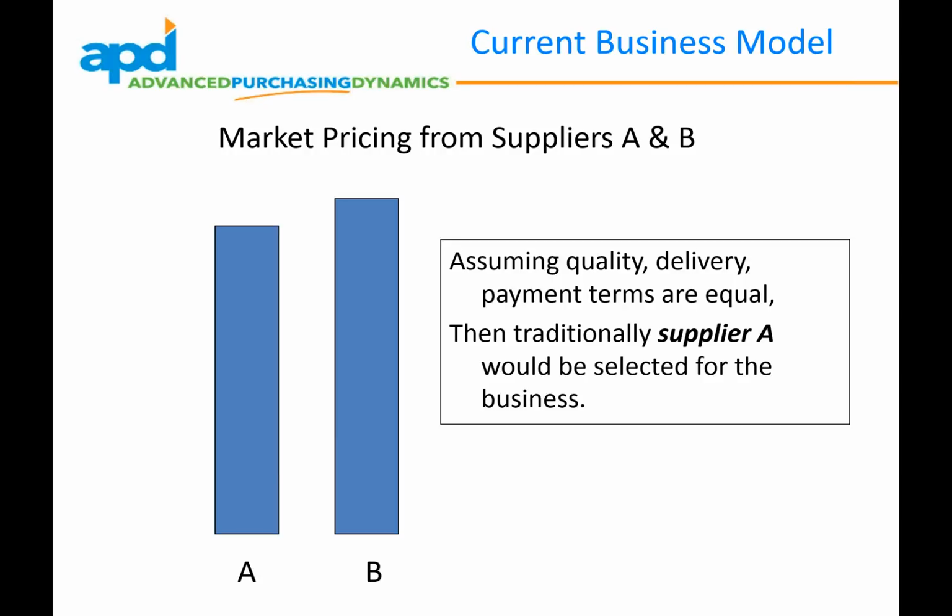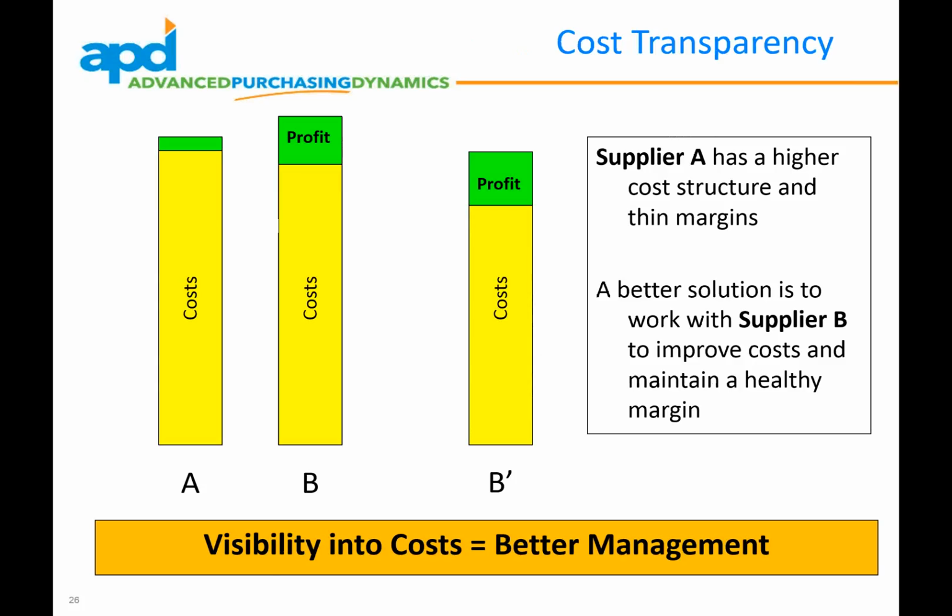Let's add the element of cost transparency in here, where we can. I've depicted it here with the yellow portion of the bars, instead of breaking it down into material, labor, burden, and SG&A, and I've left profit in the green part at the top. But see if we can do a deep dive into cost. Maybe there are some things that we can work on together.